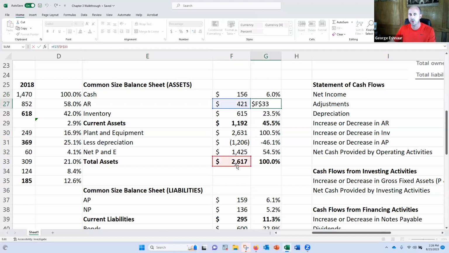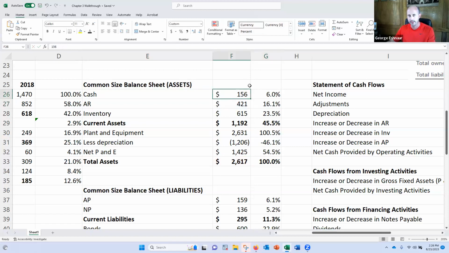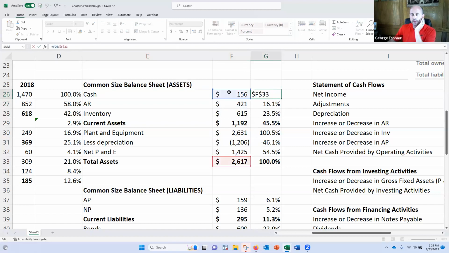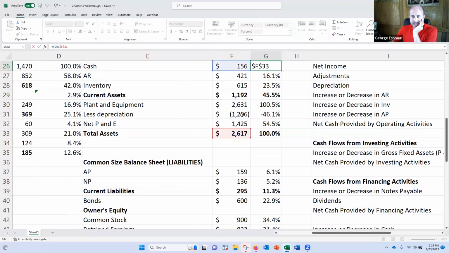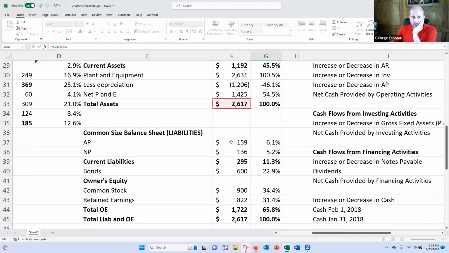Except what we're doing is against total assets instead of revenues. Okay, so we take the observation divided by the total. We do the same exact thing with the common size balance sheet. I copied it directly over as well.